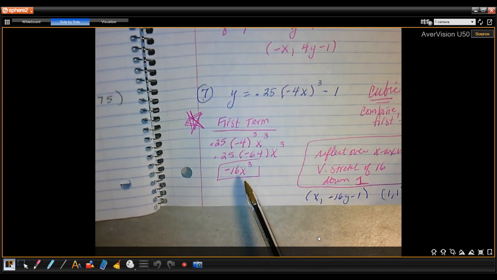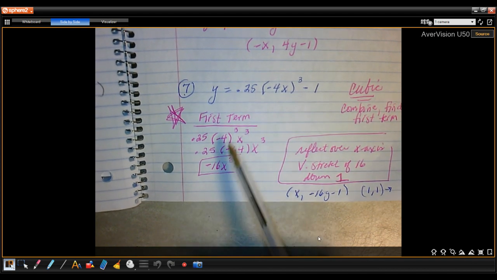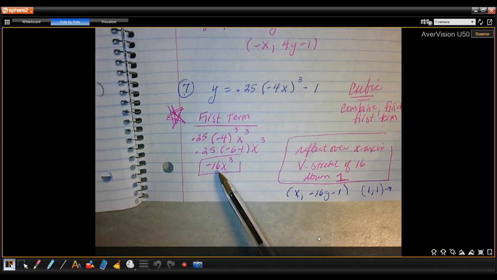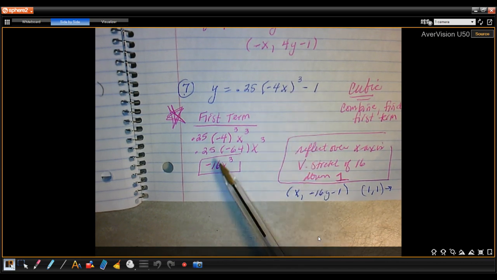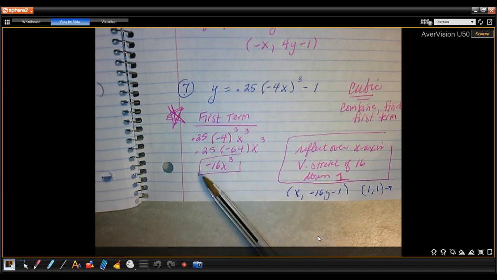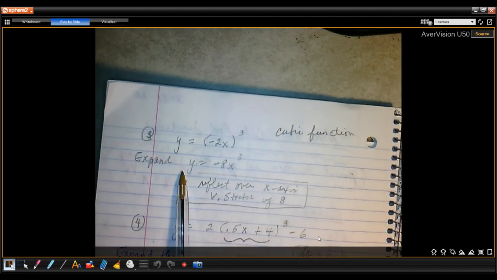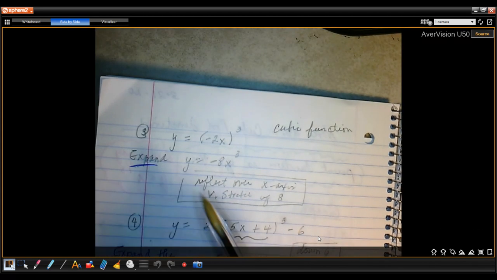So this is what I want you to do on your homework. Hopefully you guys are watching the video, and I want you to combine this to get one overall vertical stretch or compress transformation. On cubic functions, they all should be vertical stretch or compress, because I want you to take it out and expand it. We did it on this one, and we did it on this one. So make sure you expand your term, okay?